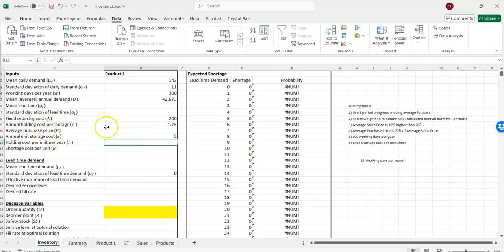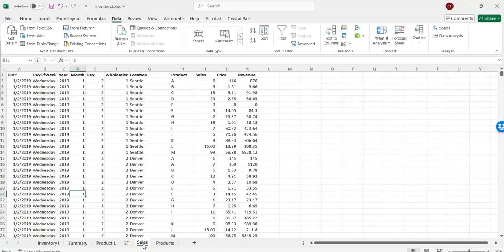Now, what we need is the average purchase price. There's an assumption we'll use that the average sales price is 10% higher than 2021 in this new year 2022, and that the average purchase price is 70% of the average sales price. We have all the sales on this tab here called Sales, so we can create a pivot table. We'll insert a pivot table.